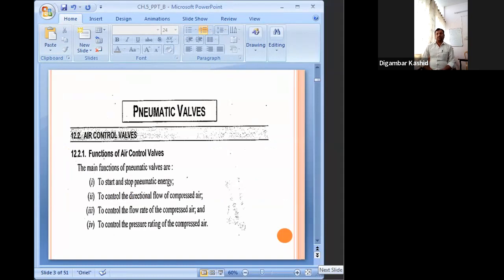Okay, so once again we'll go for the function of the air controller. Now see, we have already discussed the functions of the control valves which are used in the hydraulic system. Here we are going to discuss the pneumatic valve. Okay, again these are the control valves.